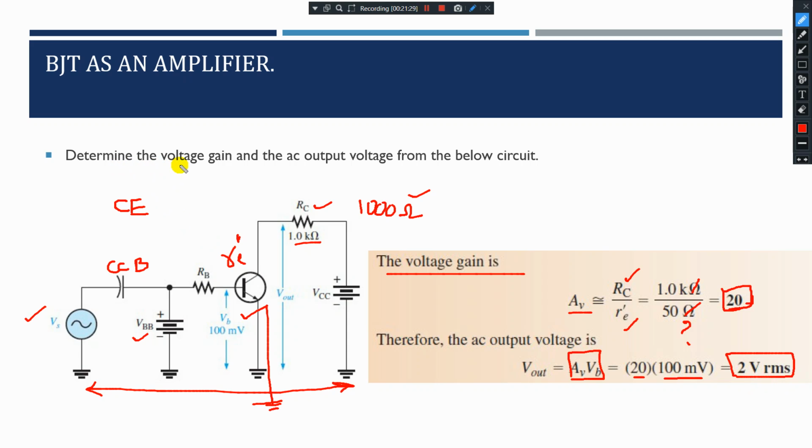So here we determined the voltage gain and the AC output voltage for the given circuit. What we have done here is found the gain. What is the gain here? 20. And the AC output voltage for the circuit: AC means RMS, root mean square, comes into the picture. So when it comes to AC, it is called 2 volts. So these are the problems based on amplifiers, BJT as an amplifier.